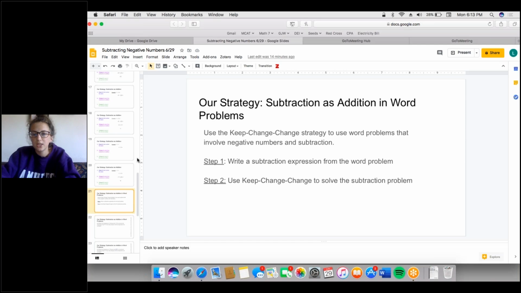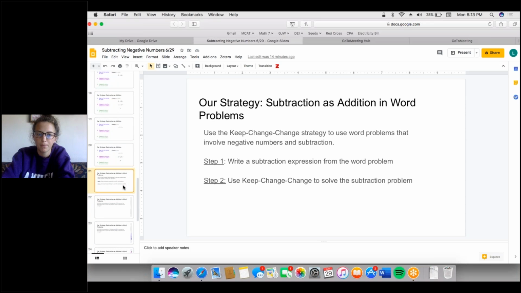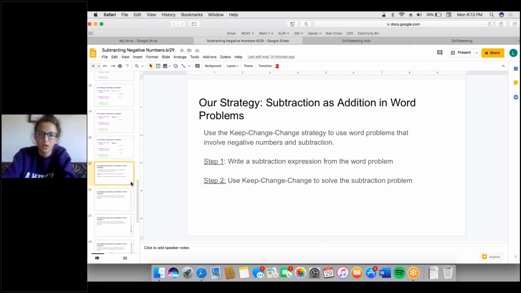So our first step in these problems will be to write a subtraction expression from the word problem. And we'll see some examples where we're going to look for keywords that tell us we should be subtracting. And then once we have the subtraction problem, you can use keep, change to solve any subtraction problem by writing it as an addition problem. We're going to look at 2 examples of that.